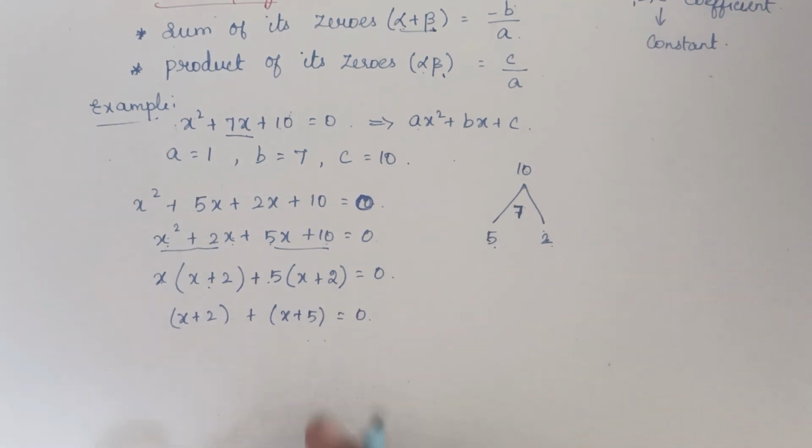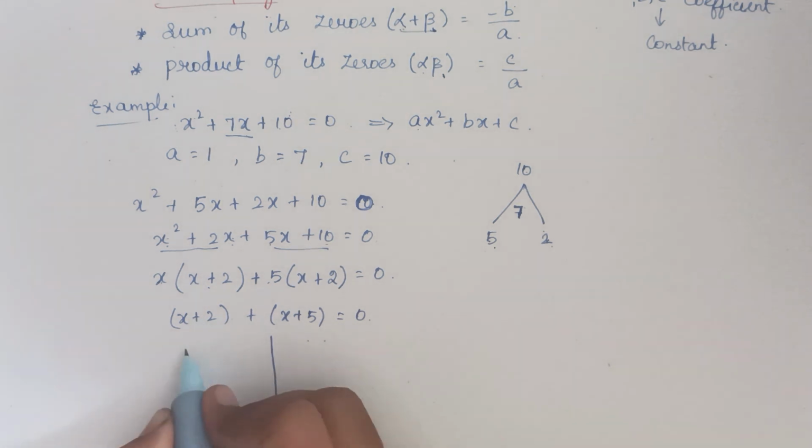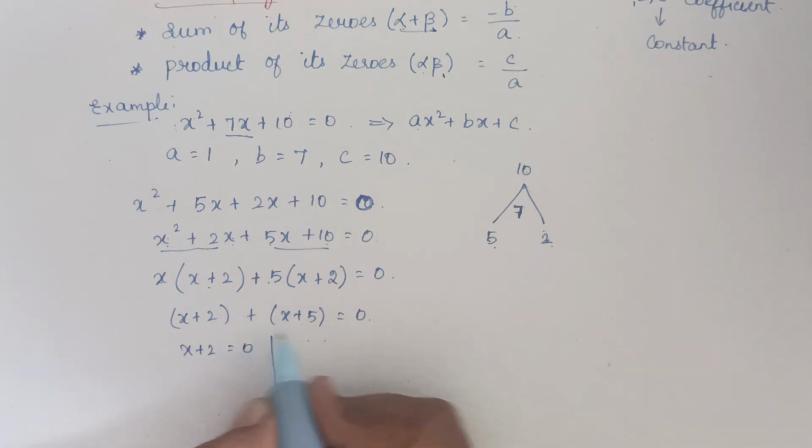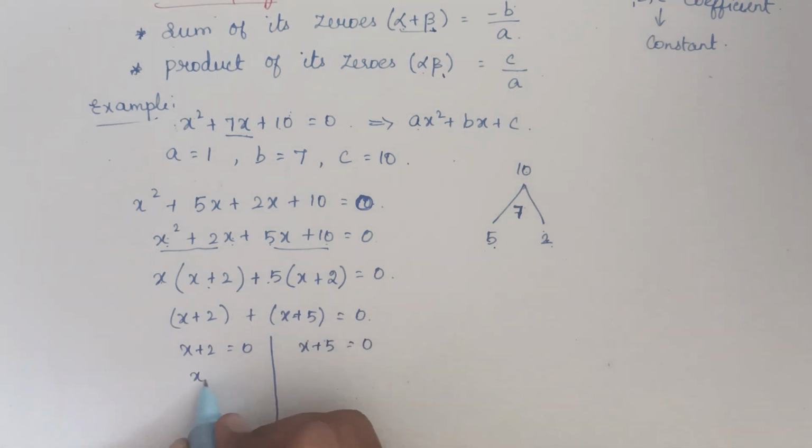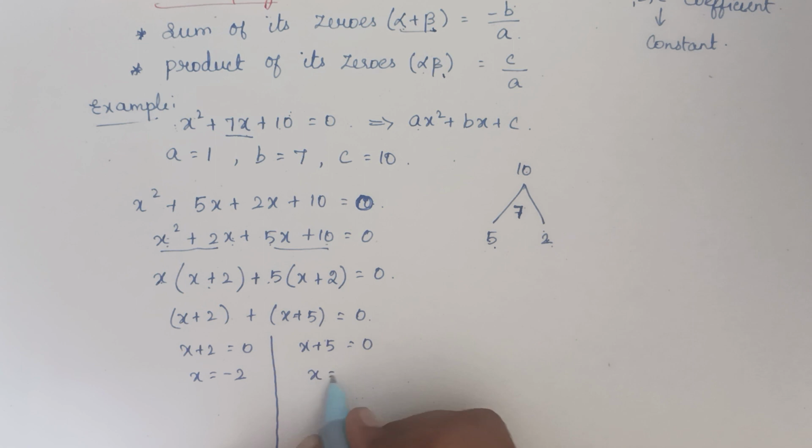Okay, now take x plus 2 is equal to 0 separately, and x plus 5 is equal to 0 separately. Now simplify this. x is equal to plus 2 comes to this side as minus 2, and then x is equal to plus 5 comes to this side as minus 5. So now we got two answers, right? I said for quadratic we will get two answers, x is equal to minus 2 and x is equal to minus 5. Now we found the alpha and beta. So alpha is equal to minus 2 and beta is equal to minus 5.